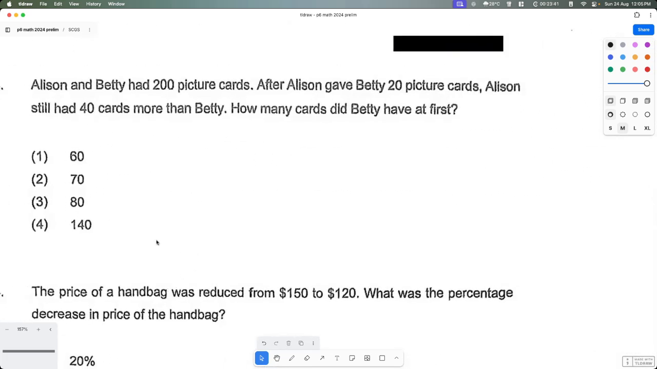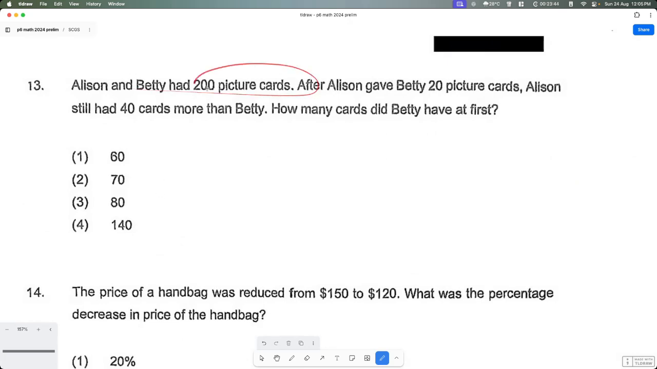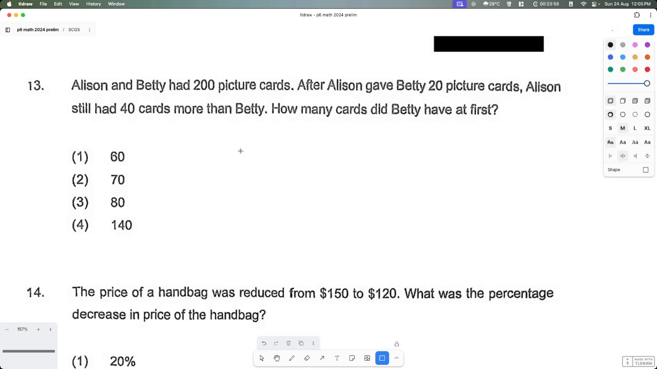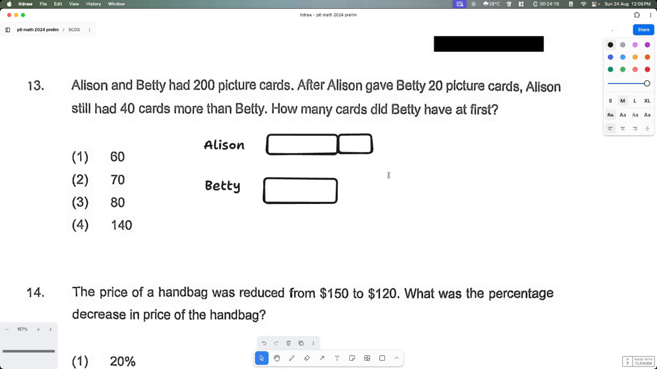Question 13. Allison and Betty had 200 picture cards. After Allison gave Betty 20 picture cards, Allison still had 40 more than Betty. How many cards did Betty have at first? In this case, let's write here A and B, Allison and Betty. We know that in the end, Allison had 40 more cards than Betty. In this case, this is 40.